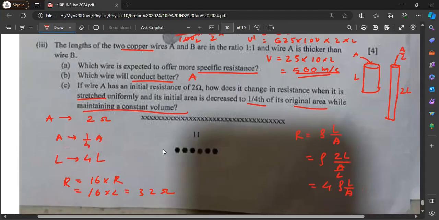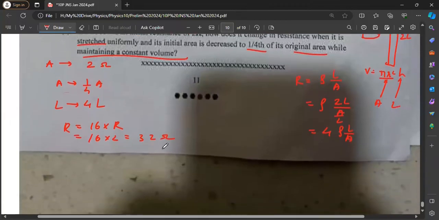That's why. And that's the logic, the volume remains same in both the places. And volume of a cylinder is pi r square h. So pi r square is area of cross section, h is the length. Fine. So that was the end of the paper.